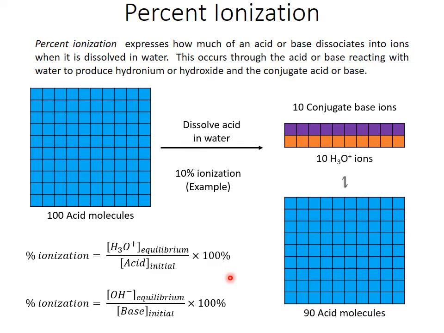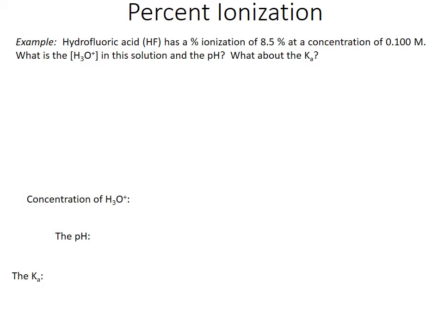Let's take a look at an example problem. Here's our example. Hydrofluoric acid has a percent ionization of 8.5% at a concentration of 0.1 molar. We want to find the hydronium concentration at equilibrium, the pH, and then the K sub A. The H3O plus concentration we can find from the percent ionization, and then we can use this concentration to get us to both the pH and the K sub A.